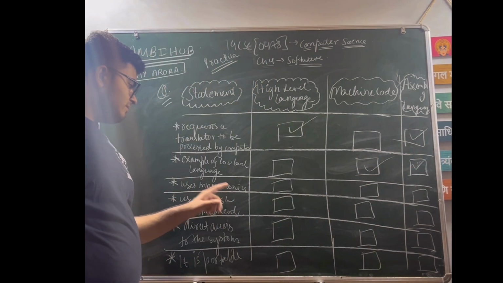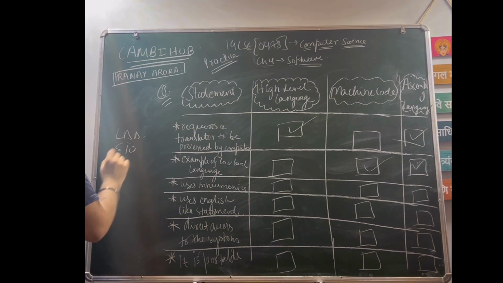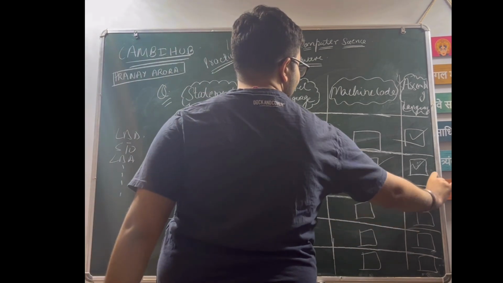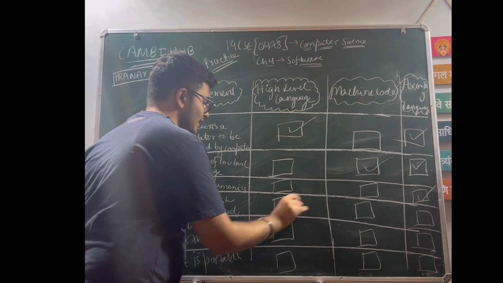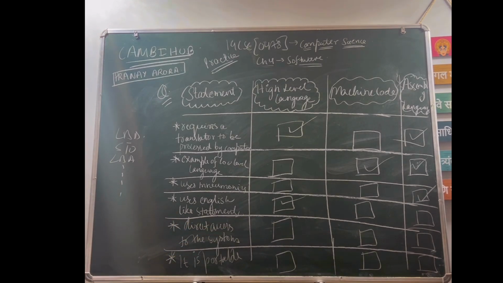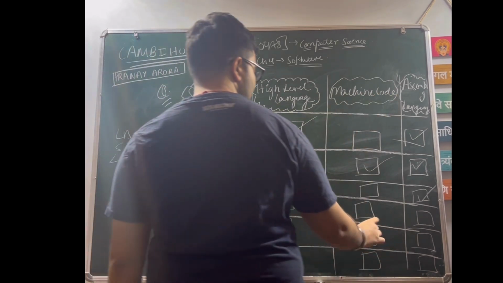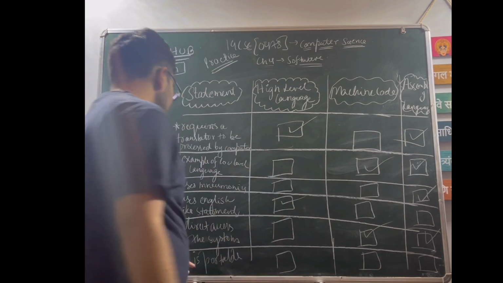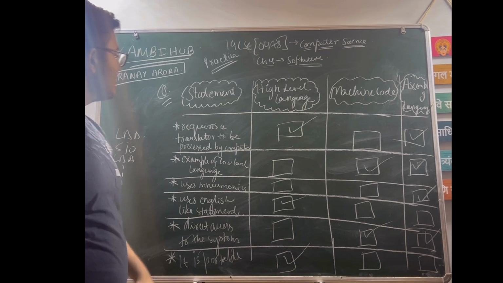Uses mnemonics, right? What are mnemonics? I told you LDD, STO, LDA, all of these things. Mnemonics are used by assembly language, right? Uses English-like statements. High level language uses English-like statements. Direct access to the system. Which code is directly accessed by the system? Machine code and assembly language. It is portable. High level language is portable, right? So these are the answers.